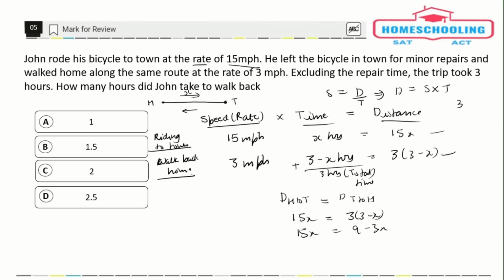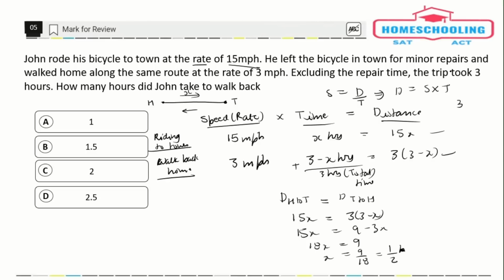15x equals 9 minus 3x. If we take minus 3x, it will be plus 3x. So 18x is equal to 9. So x is equal to 9 by 18, that is 1 by 2. Sorry, x is equal to 1 by 2.